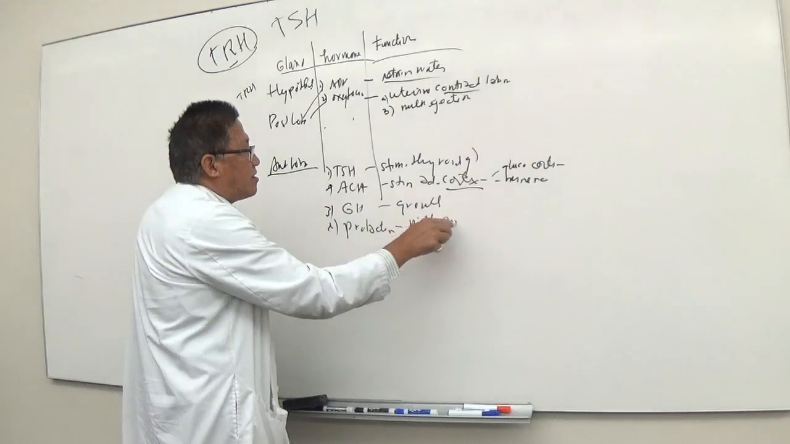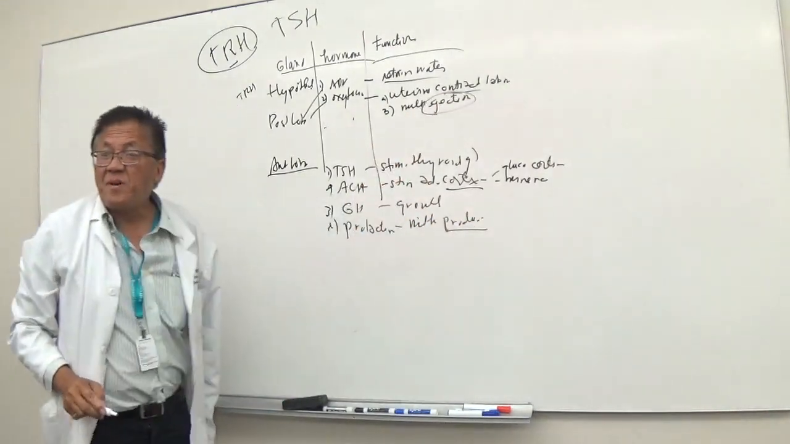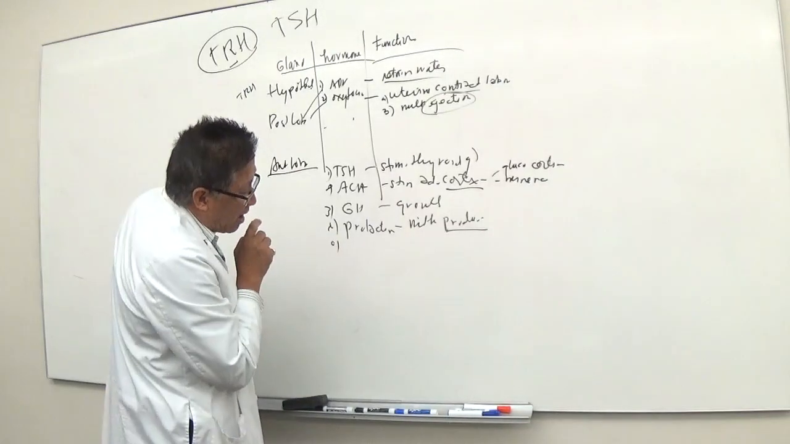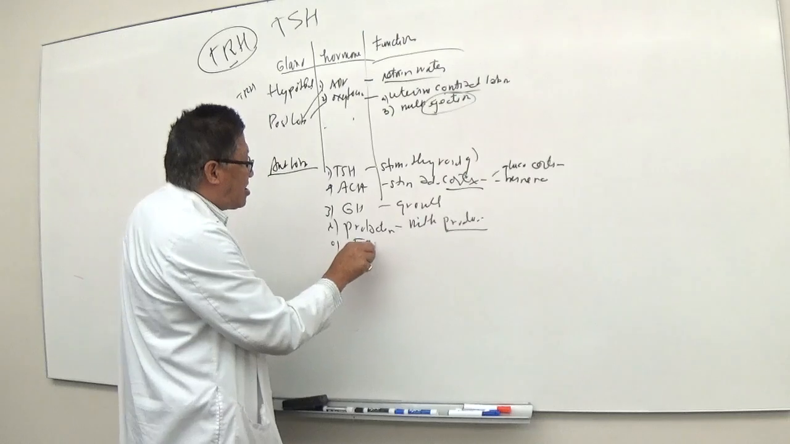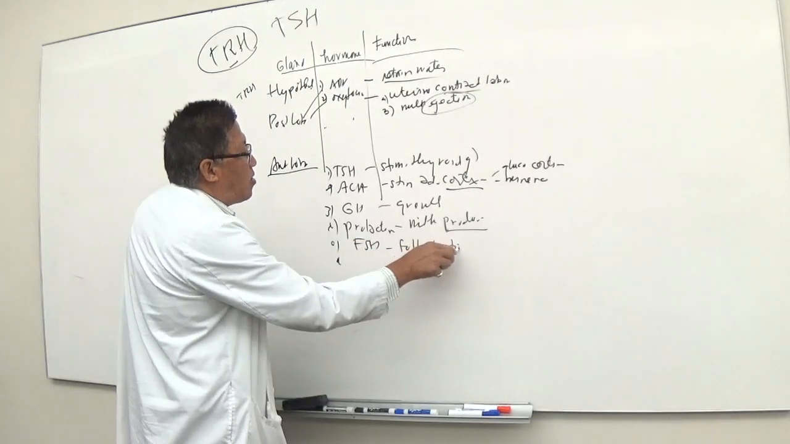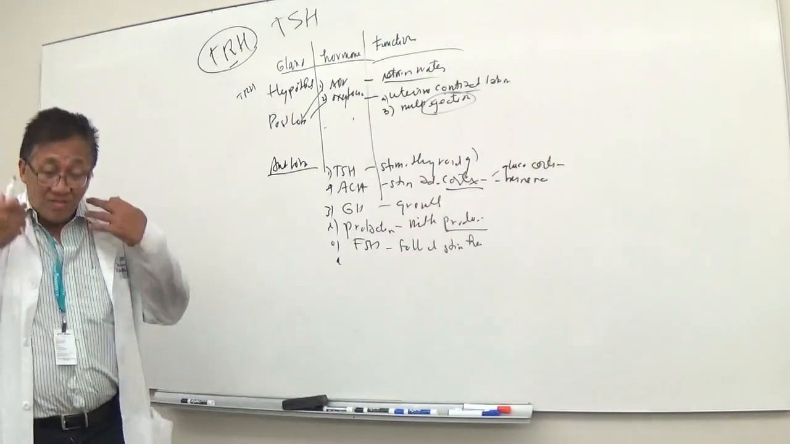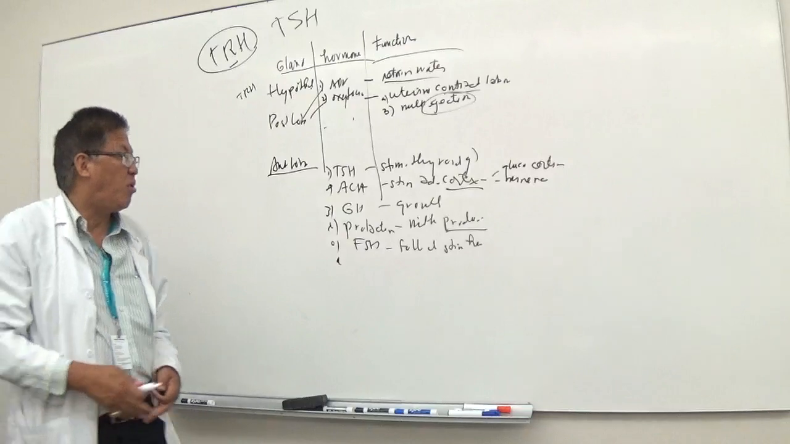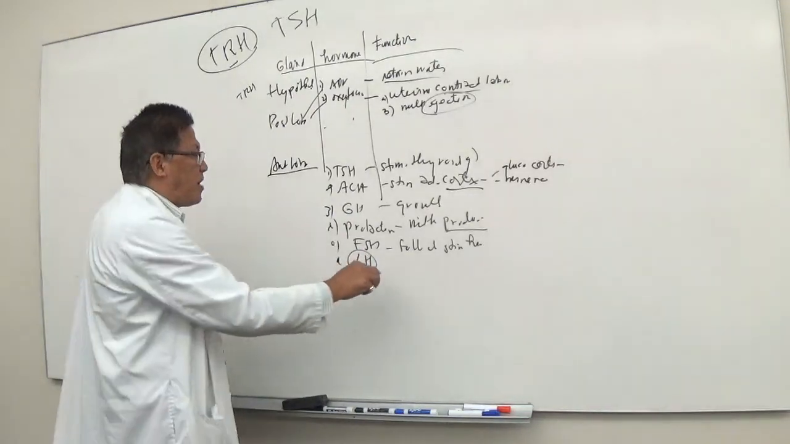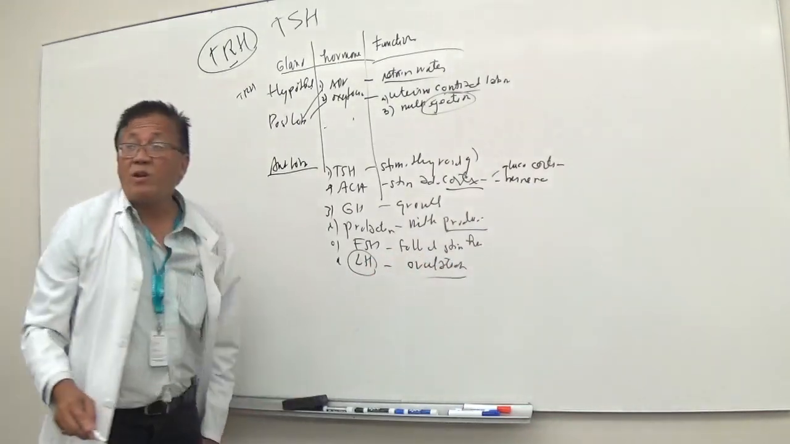Is there a difference between milk production and milk ejection? Yes, there is a big difference, right? And then what else? FSH and LH. Follicle stimulating hormone controls the ovarian follicles in the ovaries. What about LH? Luteinizing hormone, important for ovulation.